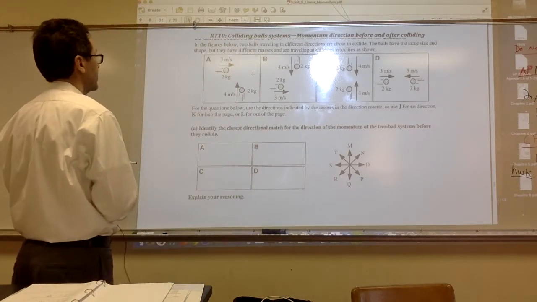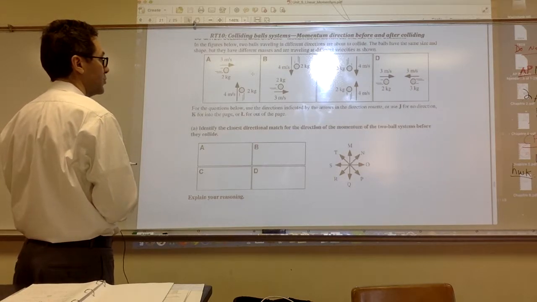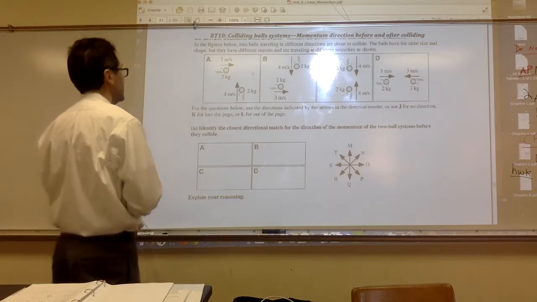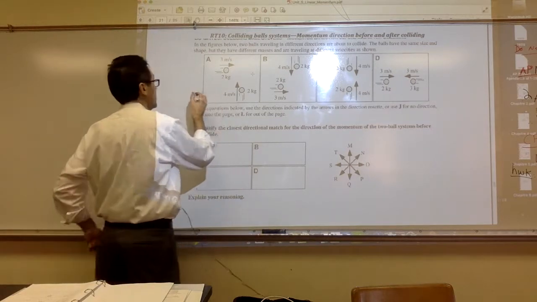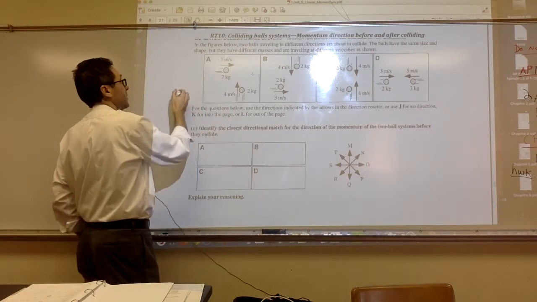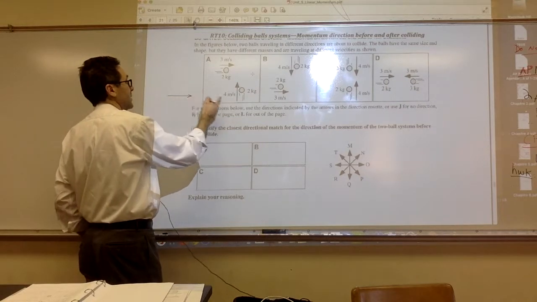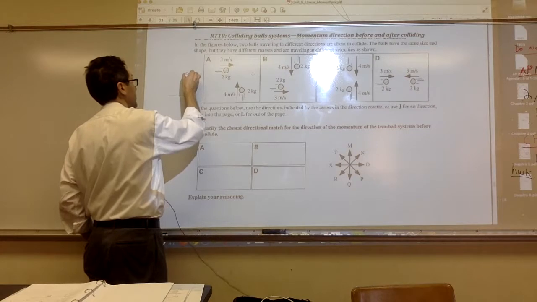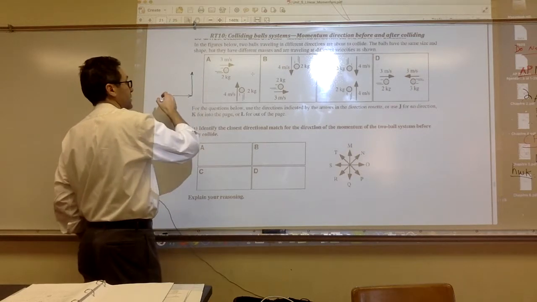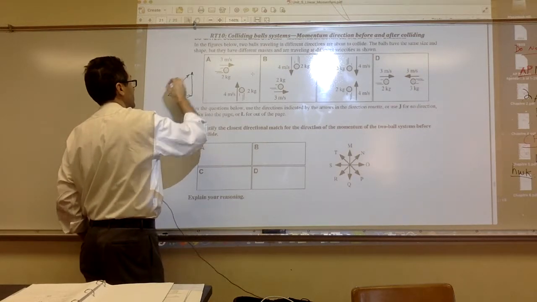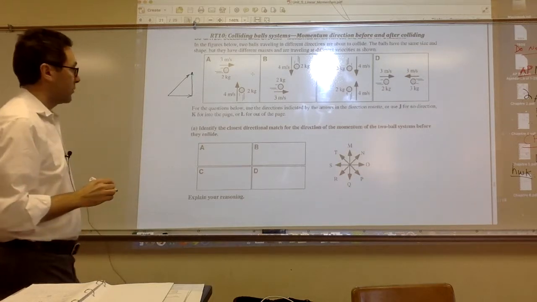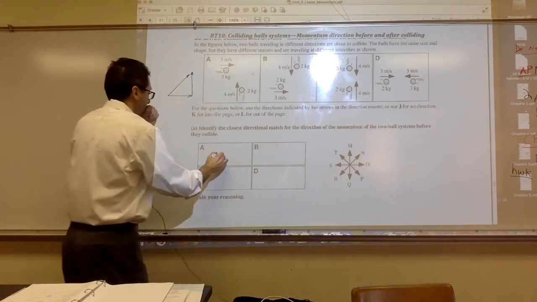Identify the closest directional match for the direction of the momentum of the two-ball system before they collide. So the 2 kilogram has a momentum to the right, and the other one has a momentum to the right, up. If you combine those, your total momentum will be right and up.